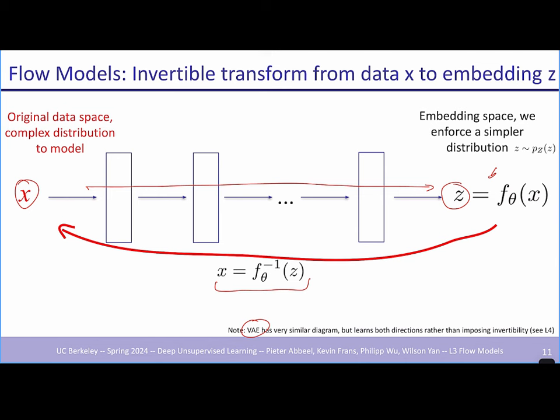Yes? One last question regarding the flow model. Because you want it to be fully invertible, does that mean you're limited in which activation functions you want to use? For example, a sigmoid is invertible, but a ReLU is not, because all the negative values get mapped to zero, so you can't bring it back. So do flow models restrict you from using certain activation functions?